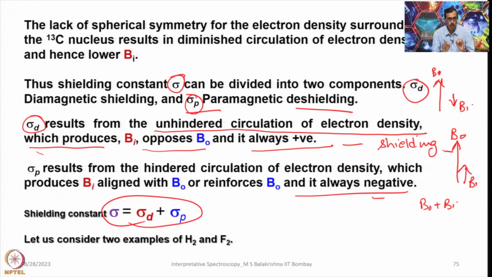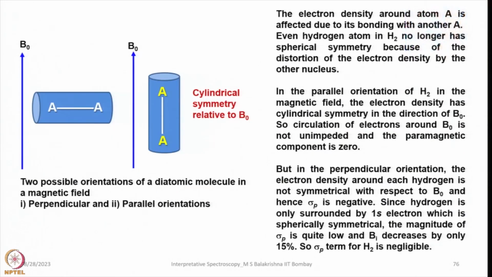Now let us consider two examples, H2 and F2, ideal examples to look into the sigma d and sigma p components in the total shielding constant. If you take a diatomic species and apply a magnetic field, you can have all possible orientations of these diatomic species, but you can consider the average of all possible orientations that falls into two categories. One is perpendicular to the applied magnetic field, one is parallel to the applied magnetic field. So that I have shown here: a diamagnetic molecule with orientation perpendicular here, and in this one parallel, with respect to the applied magnetic field. So here cylindrical symmetry relative to B naught is there.